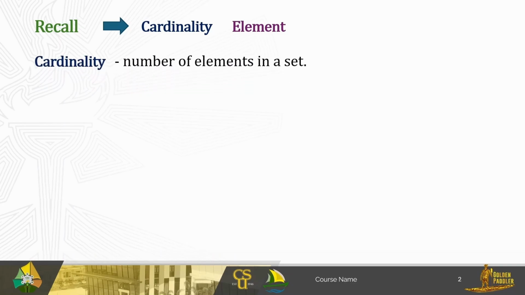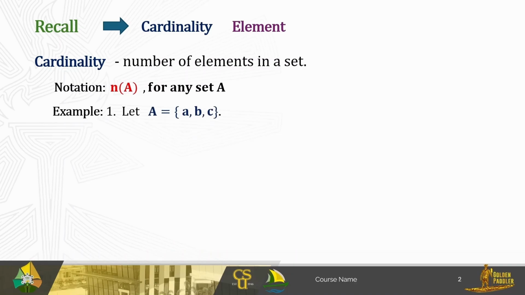Cardinality is the number of elements in a set. We denote this by n(A) for any set A. So this means that the cardinality of A is represented by n(A). For example, let A be the set containing a, b, and c. Since it has 3 elements, the cardinality of A is 3.